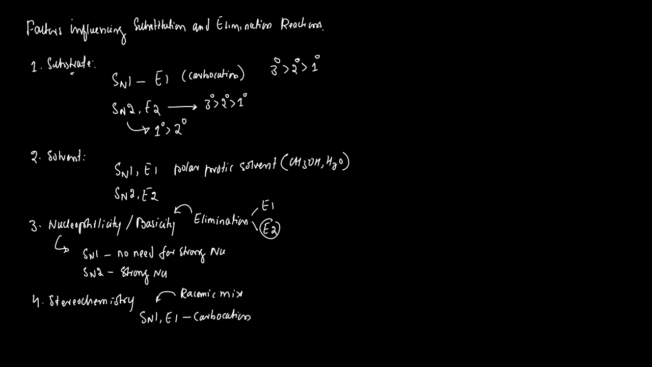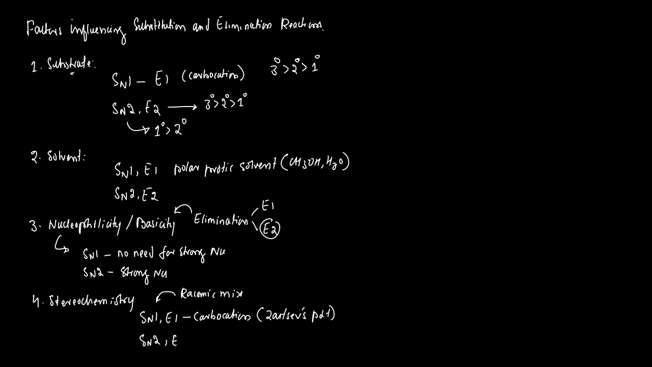But as far as E1 is concerned, it usually gives a more substituted alkene, or Zaitsev product, in greater proportion as compared to the Hofmann product, which gives a less substituted alkene. And as far as SN2 is concerned, inversion of stereochemistry is observed. If we have a starting material of R configuration, then we will get a product of S configuration.